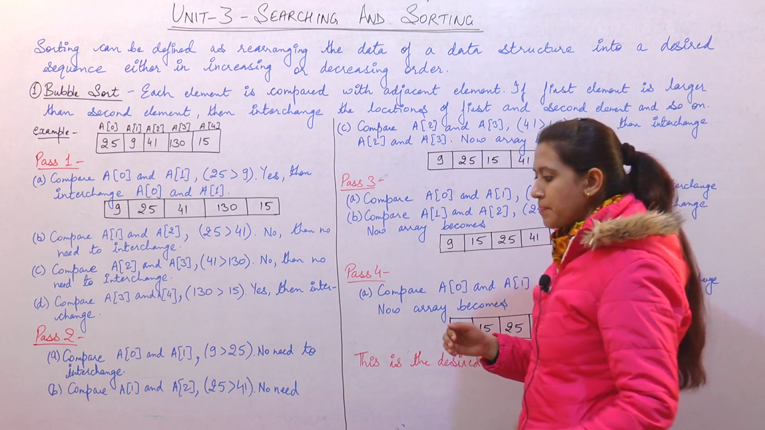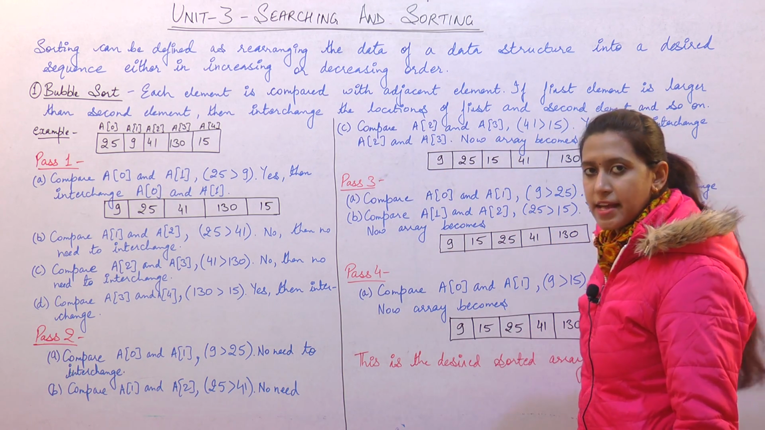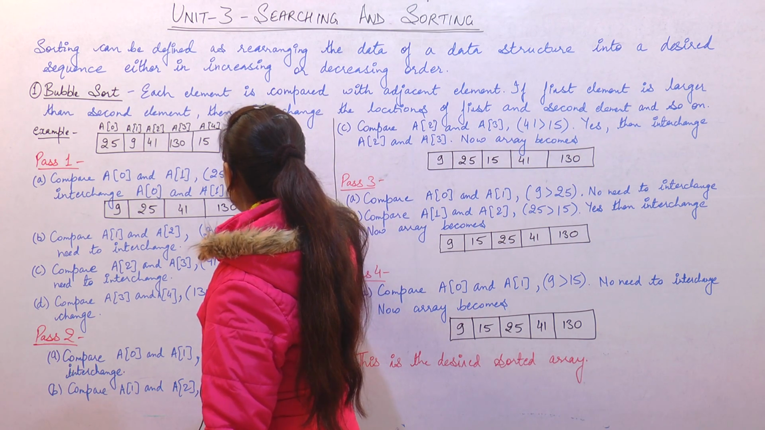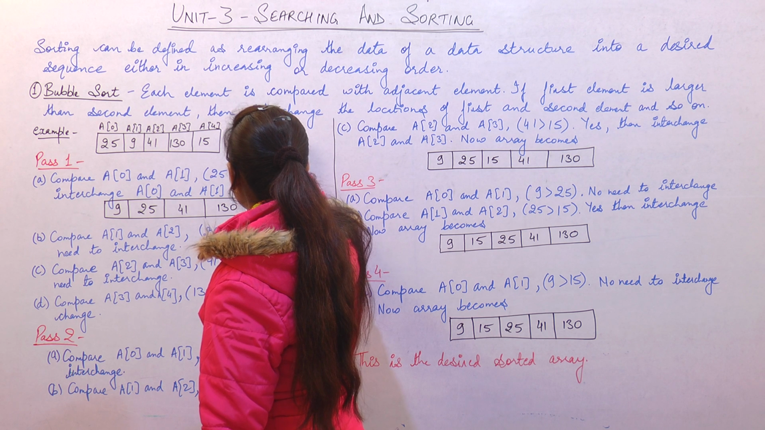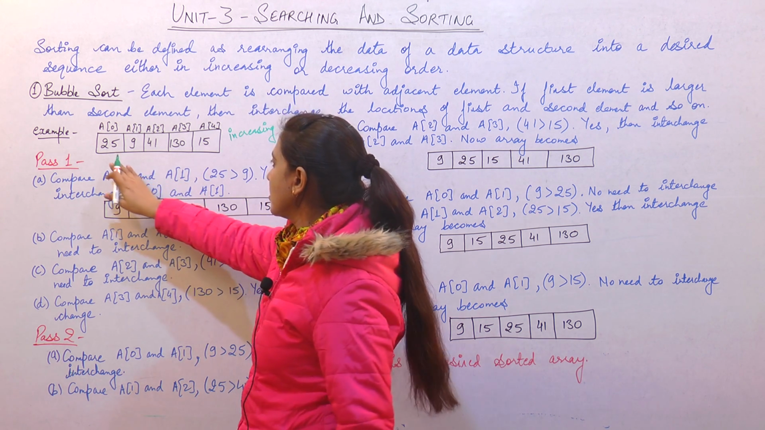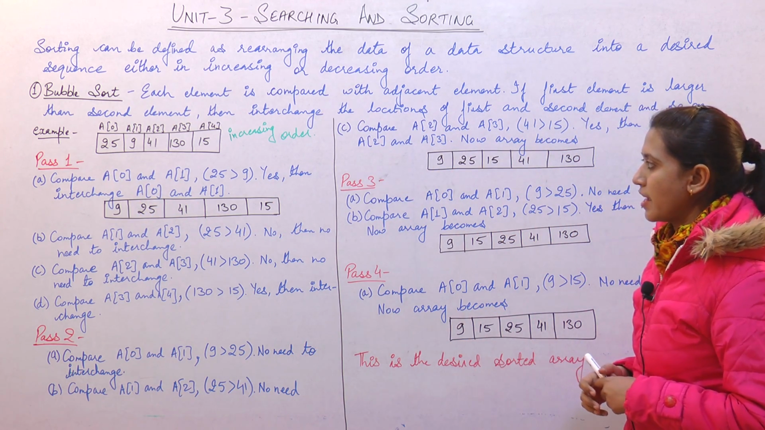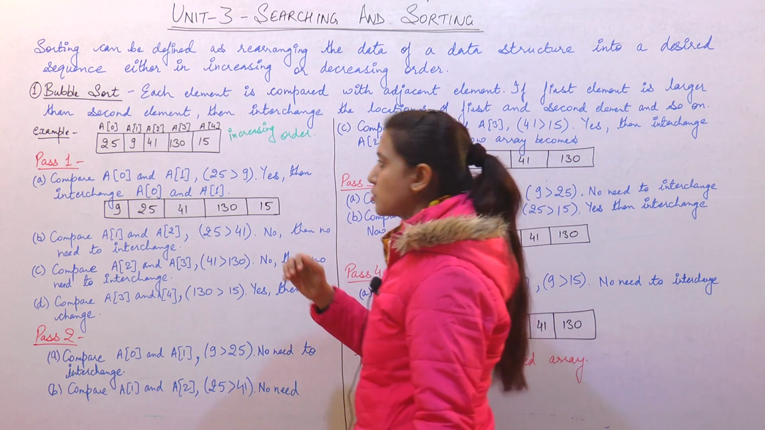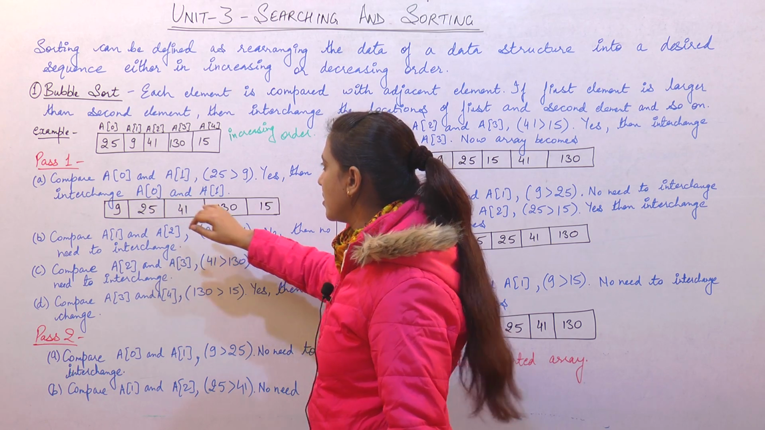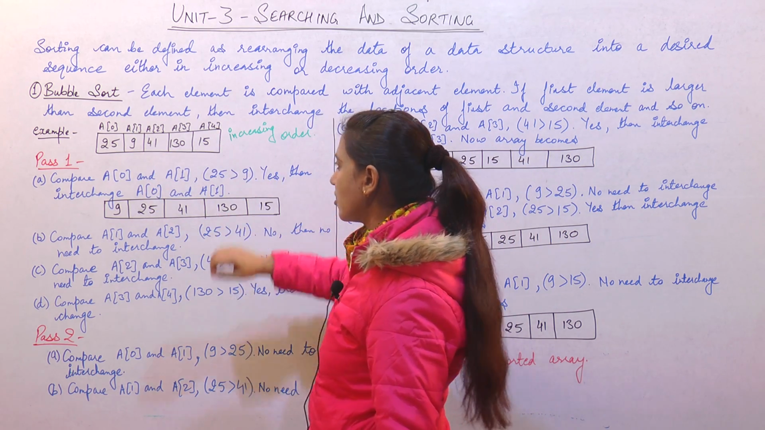We will sort this unsorted array in increasing order. That means the first location of this array should contain the smallest number among these 5 numbers. So we will sort this unsorted array in increasing order.